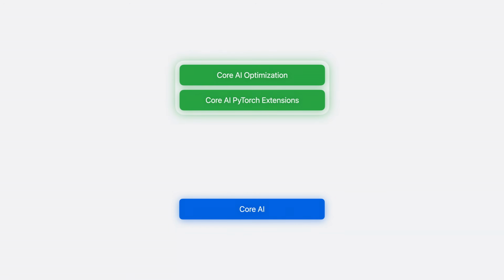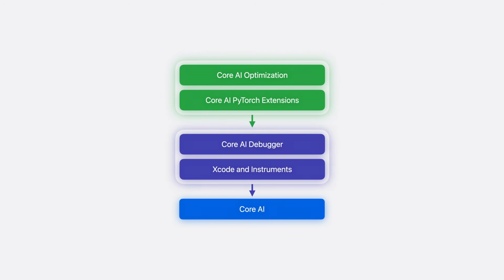Core AI is more than just a framework. It's a complete set of technologies covering the model deployment lifecycle, from model optimization and conversion to debugging and integration into your app, all designed to support the fast, iterative cycle that building great AI features requires.